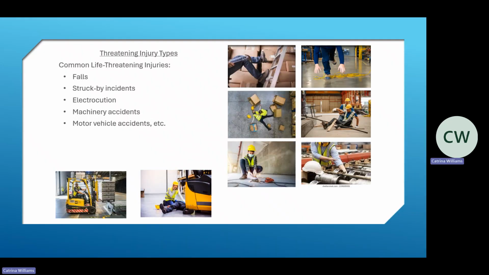Here we have some visual examples of life-threatening injury types. These are common life-threatening injuries: again, a fall, a struck-by incident, electrocution, a machinery incident, and also motor vehicle accidents.